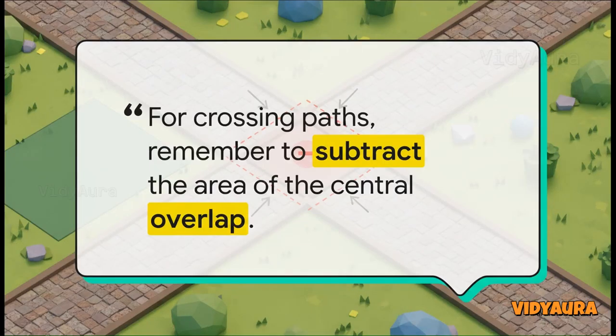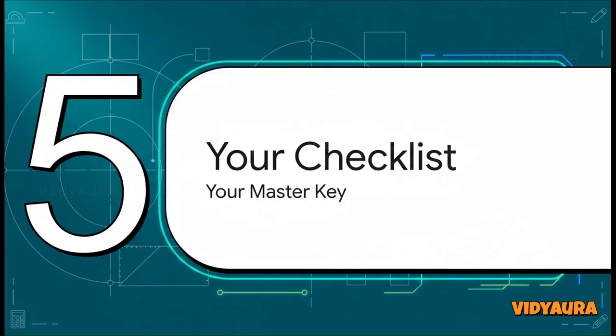And that is our third and final golden rule. For crossing paths, you always have to remember to subtract that overlap. It's the one extra little step that makes all the difference between getting it right and getting it wrong. So there you have it. We've broken down the 3 main types of pathway problems. Now, let's just pull it all together into a simple little checklist that you can use to tackle any of these questions with complete confidence.